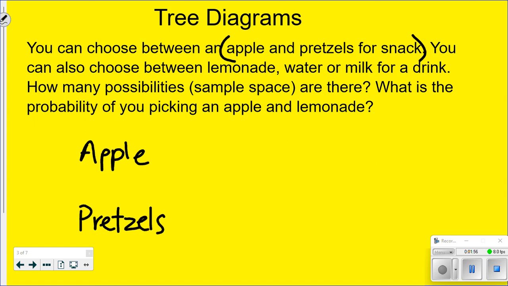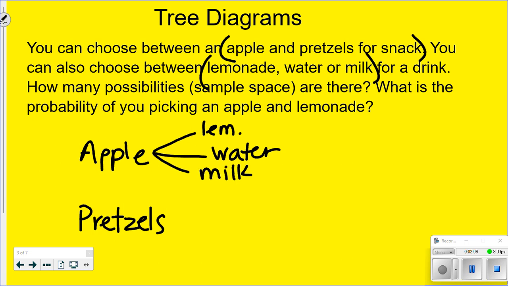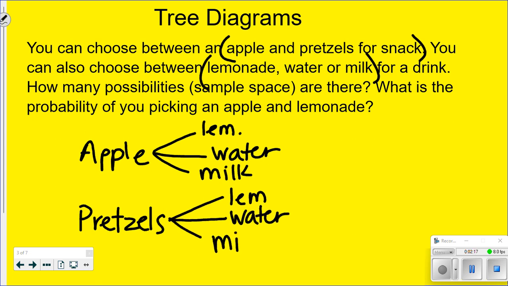Okay, and now let's talk about what we can have to drink. So we can have an apple and lemonade. We can have an apple and water. And we can have an apple and milk. Same thing with the pretzels. We can have pretzels and lemonade. We can have pretzels and water. And we can have pretzels and milk. So there's my sample space.